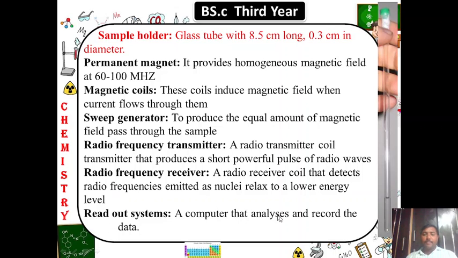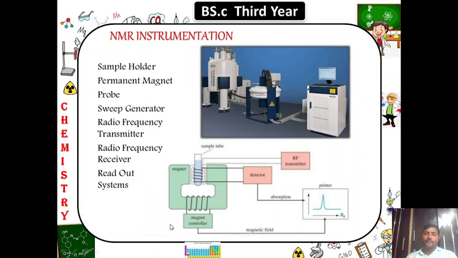Readout system, the computer that analyzes and records the data. Readout systems, this is actually an NMR instrument, and this is how it functions. One is the sample holder, this is the sample tube. Then the permanent magnet, this is the magnetic controller, this is the detector. Sweep generator, radio frequency transmitter, radio frequency receiver.